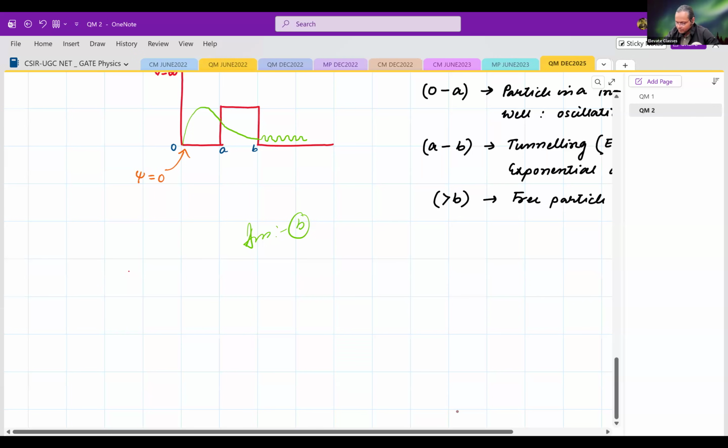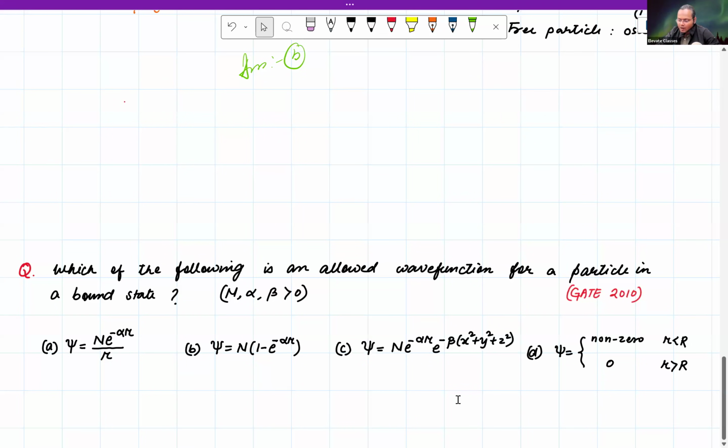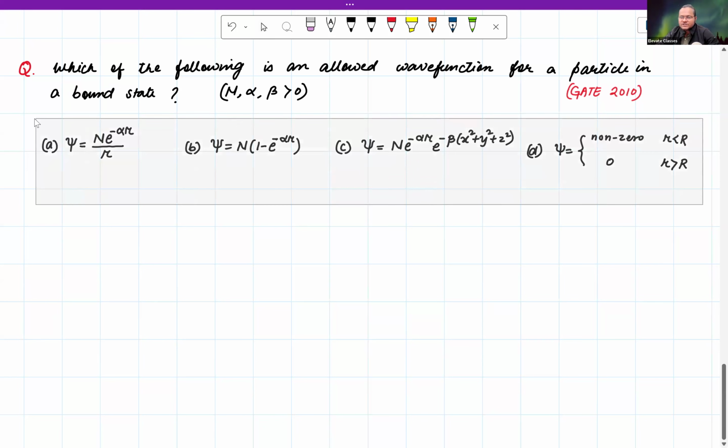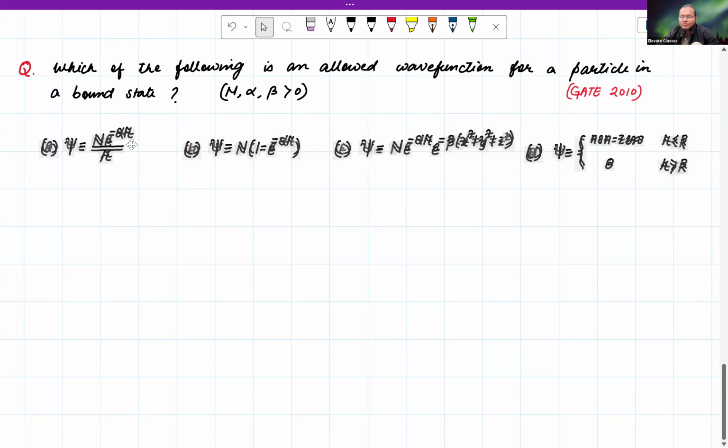Okay, another question from GATE Physics. Which of the following is an allowed wave function for a particle in a bound state? The options given to you are not graphical representations, but mathematical functions. बताइए.